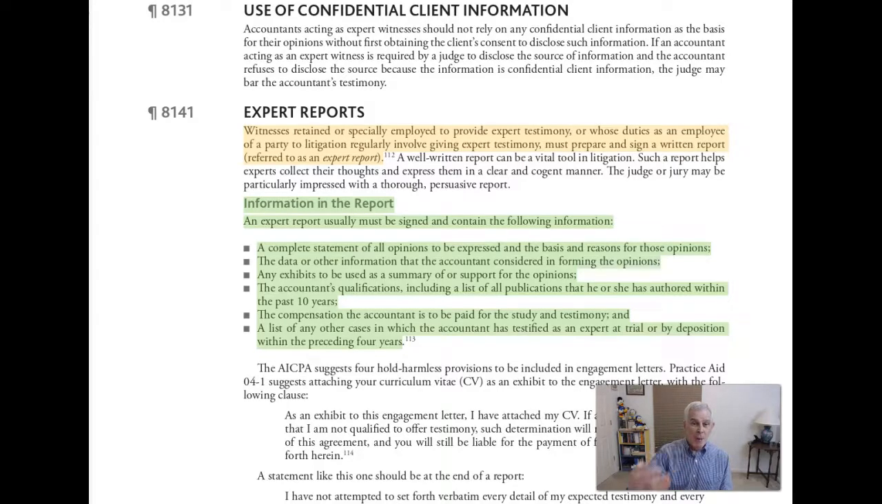You have to put your compensation in that report. You think, well, that was in the engagement letter with the attorney. It also goes in this report. You have to tell everyone, this is public information, how much you're being paid to work on this case. And the last one, a list of any cases in which the accountant has testified as an expert at trial or by deposition within the previous 4 years. This must go in the report.